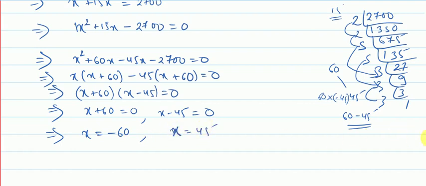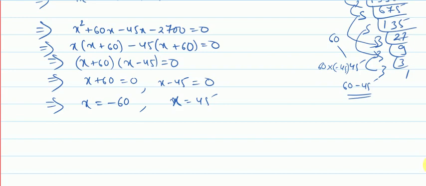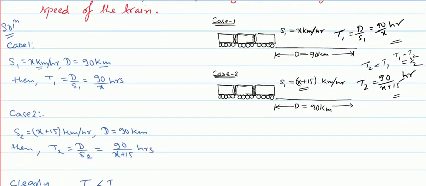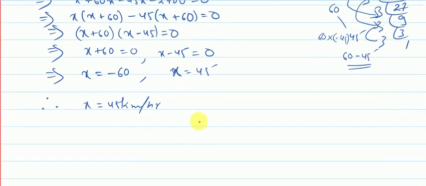Yes, so you know that x is your speed. Yes or no? X is your speed, so speed cannot be negative. Therefore x equal to 45 kilometer per hour. And in the question, what they want you to write down is: find the original speed of the train. So the original speed of the train we got is 45 kilometer per hour.